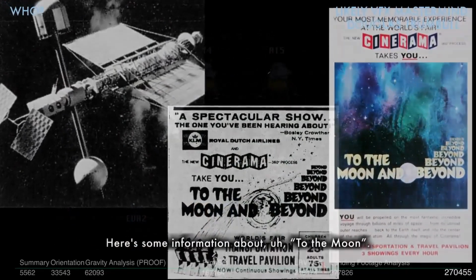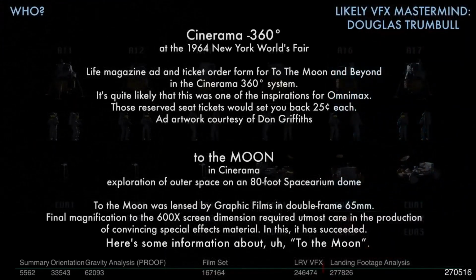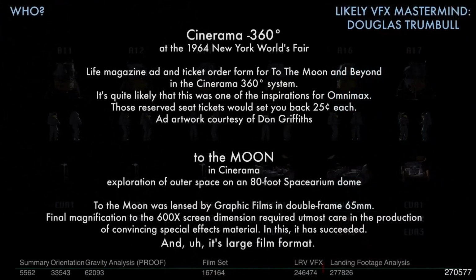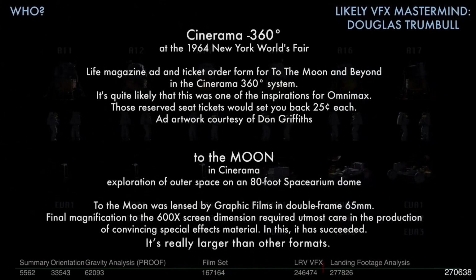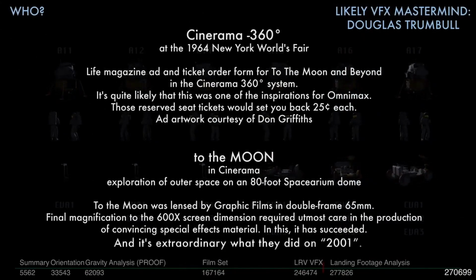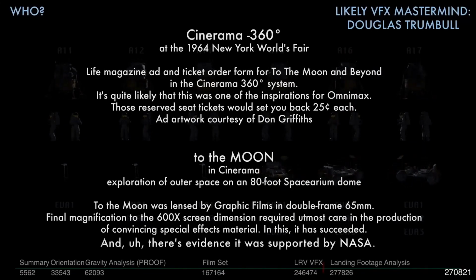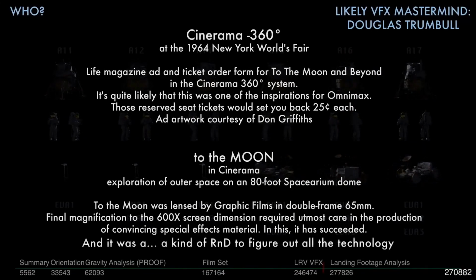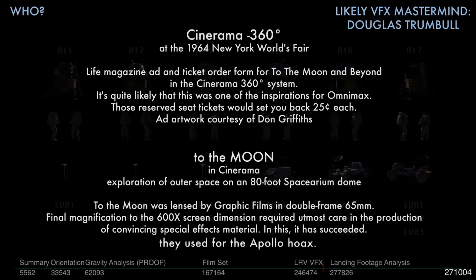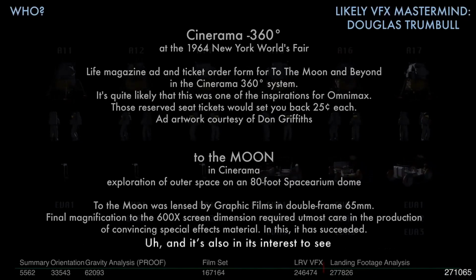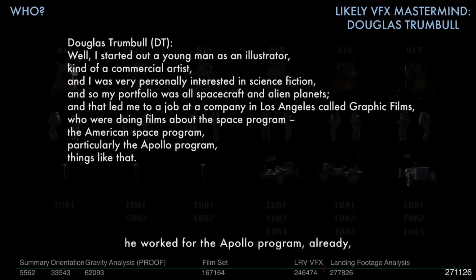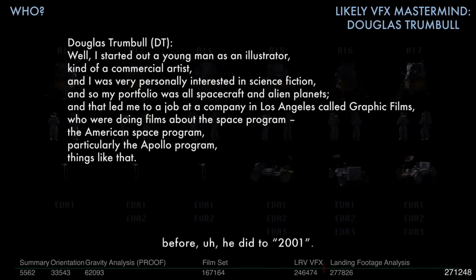Here's some information about To the Moon. It's a large film format, really longer than other formats, and it's extraordinary what they did on Space Odyssey 2001. There is evidence that it was supported by NASA, and it was a kind of R&D to figure out all the technology. They used it for the Apollo hoax. And it's also of interest to see he worked for the Apollo program already, before he did 2001.